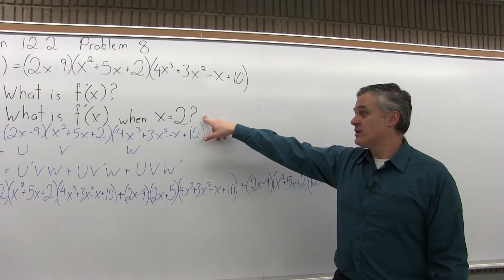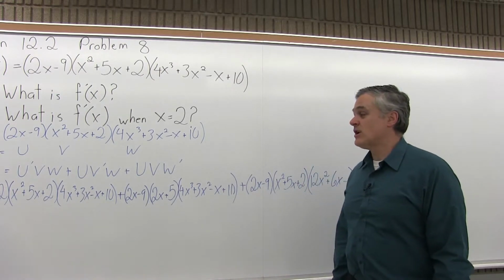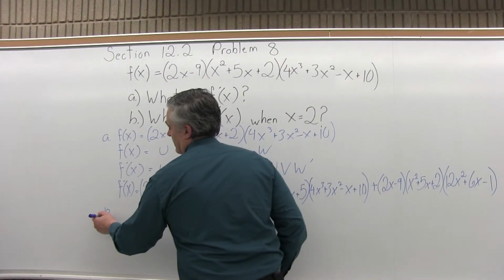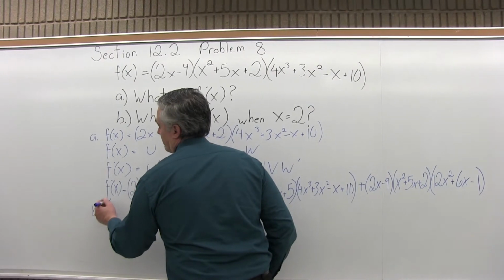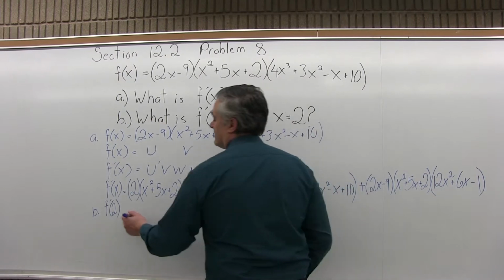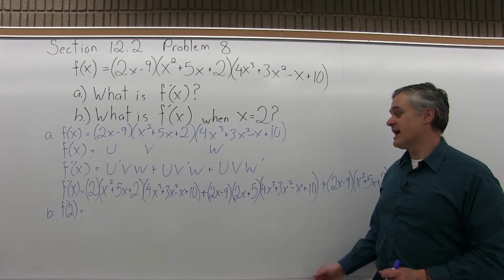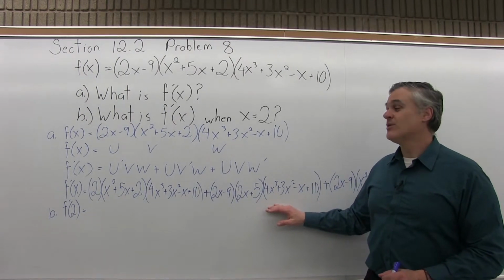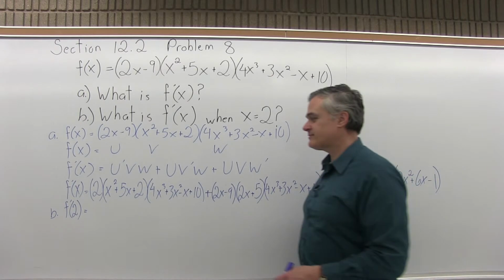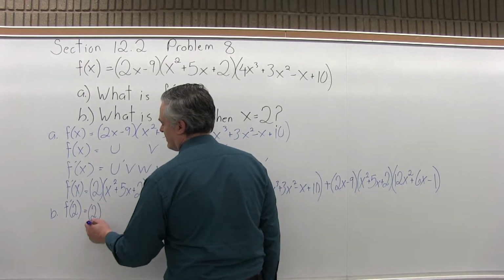Part B says put in a 2 everywhere you have an x for your answer for part A. So let's start B and work it down and simplify it. B is, what is f prime of x when x is 2? So f prime of 2 is going to be, what we will do is everywhere we see an x in the answer for part A, we will put in a 2 for x and do the math and see what we get. The first piece is easy. It's just 2. It has no x.